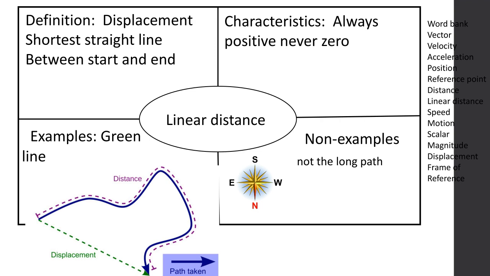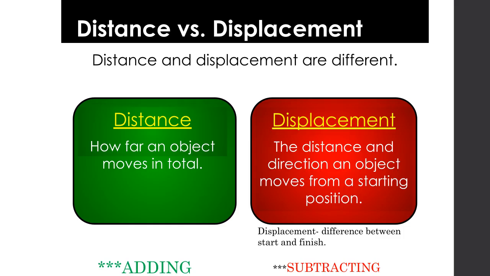So the linear distance definition is the shortest line between the start and finish. The shortest line in this particular case is this. And then we have the path here. So it was south. This is backwards. Southeast. Realize that. So the difference between distance and displacement: distance is how far an object moves in total, and displacement is the distance and direction an object moves from the starting point. Sometimes we call that a linear distance.